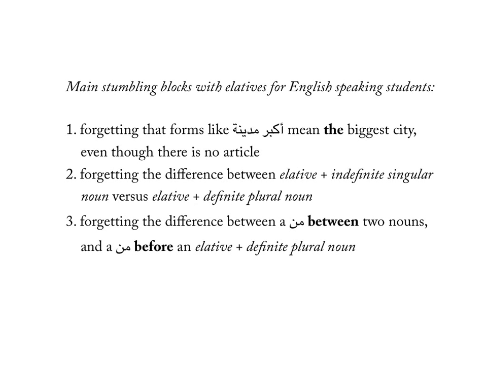So this page just gives a review of the things that tend to be stumbling blocks with elatives for English-speaking students. The first is forgetting that forms like Akbar Medina mean the biggest city, even though there is no article. And remembering when you want to say the biggest city to not put an article. Don't say Al Akbar Medina. That's the temptation.